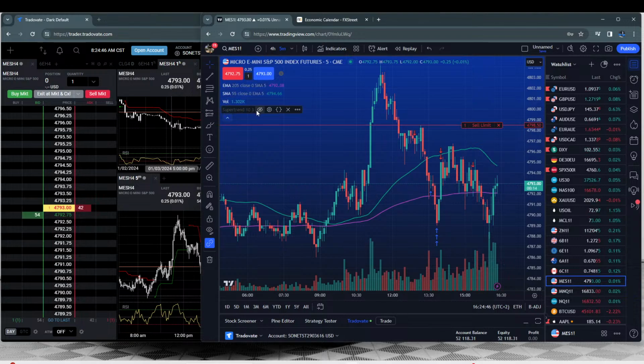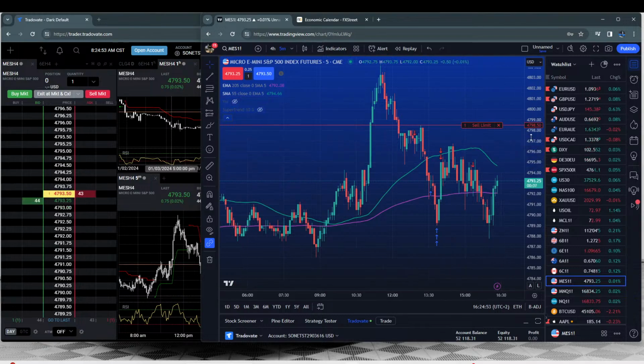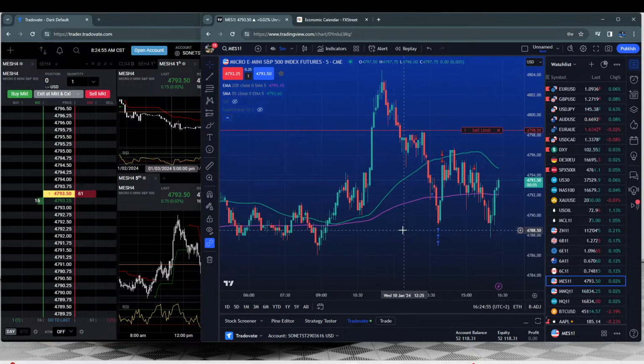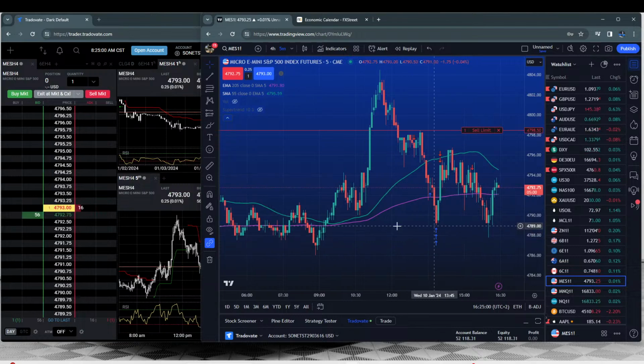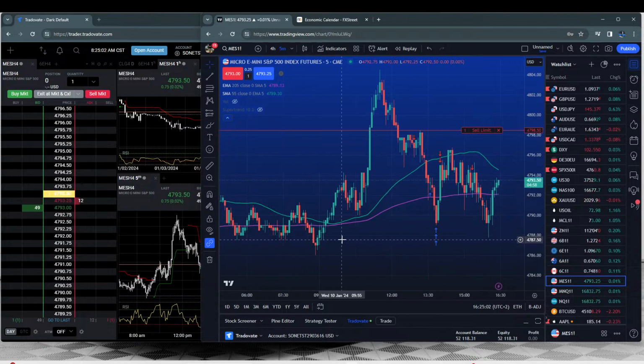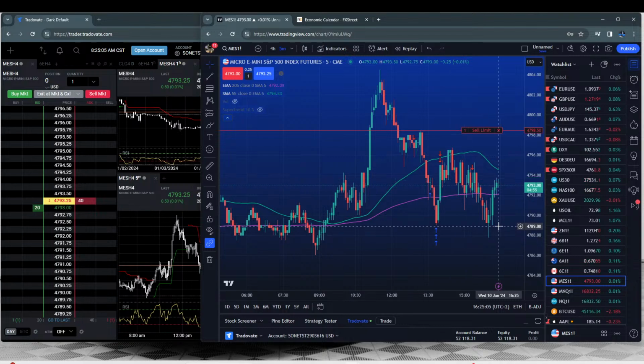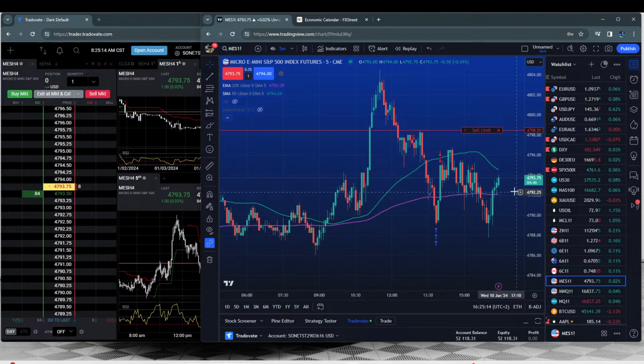Let me remove the volume, I don't really like it. Okay, also we see that we are trading above this support area, 47.87. Also moving average above 200 periods. You should have volatility starting to pick up as we're heading into the opening.